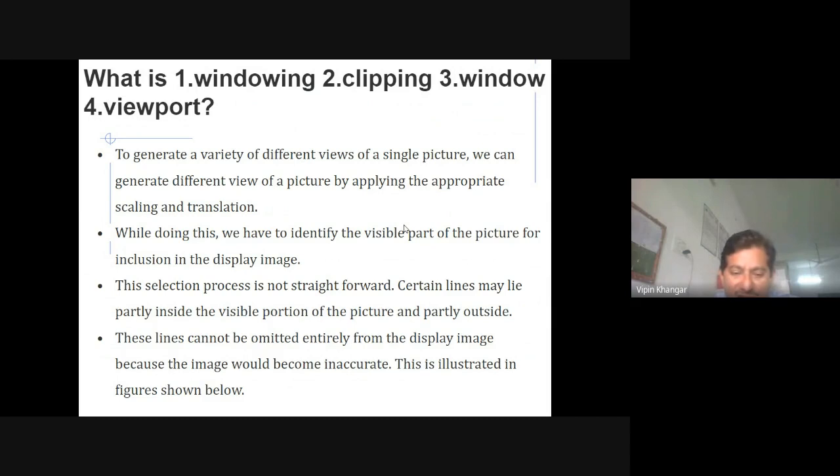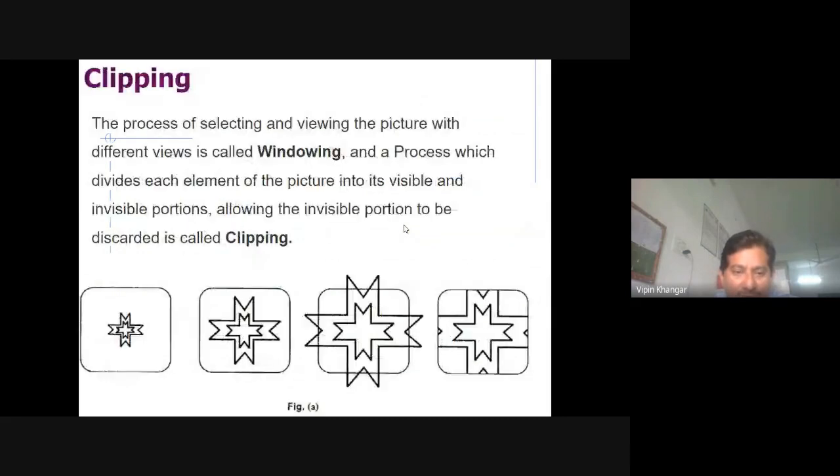This is illustrated in the figure. So you can see what we mean by clipping. The process of selecting and viewing the picture with different views is called windowing. Basically the process of selecting and viewing, what you have to select and view, about the particular picture with the different views, is called windowing. The process which divides each element of the picture into visible and invisible portions, allowing the invisible portion to be discarded, is called clipping.